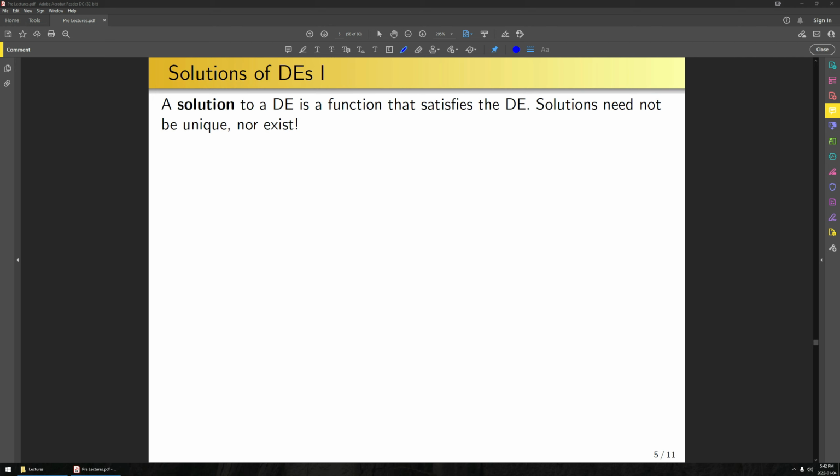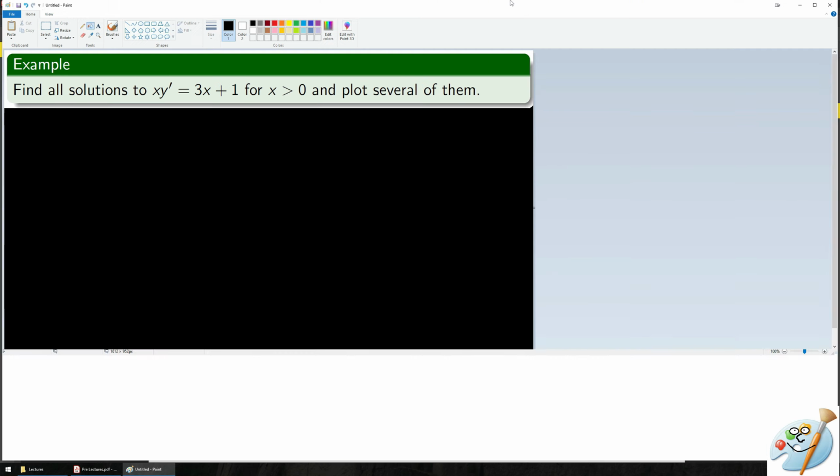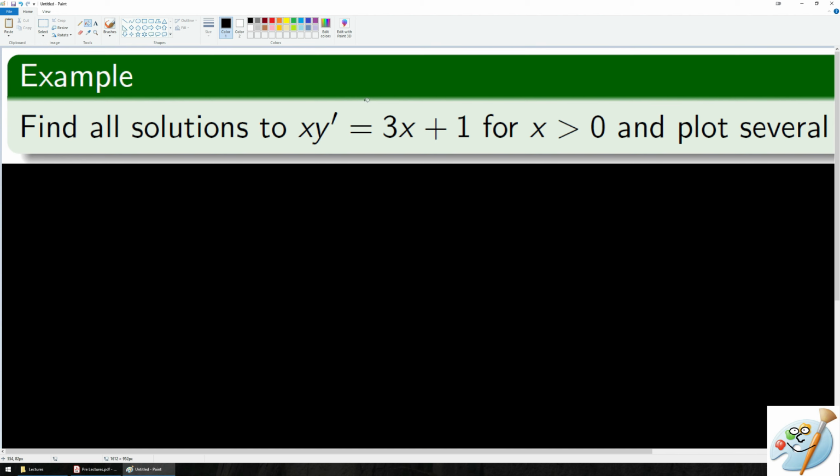This is kind of different than a lot of things that you may have done in the past, but uniqueness isn't guaranteed, existence isn't guaranteed, and generally speaking, you need to prove uniqueness and or existence. So let's get our hands a little bit dirty and look at one example. Find all solutions to this differential equation for x greater than 0 and plot several of them. Okay, so let's go over to Mr. Paint and do this problem.